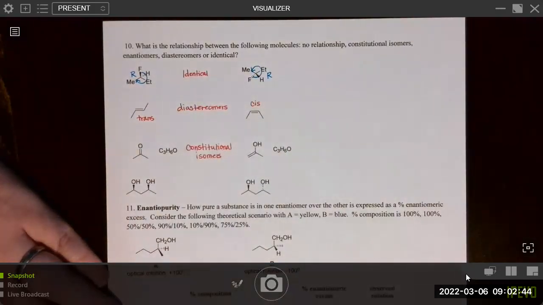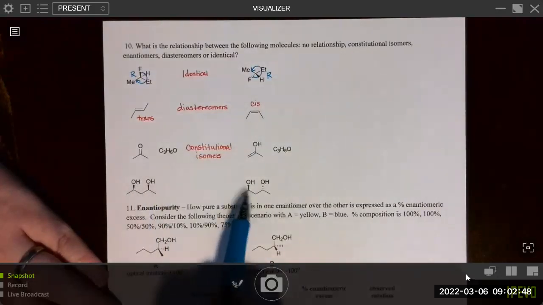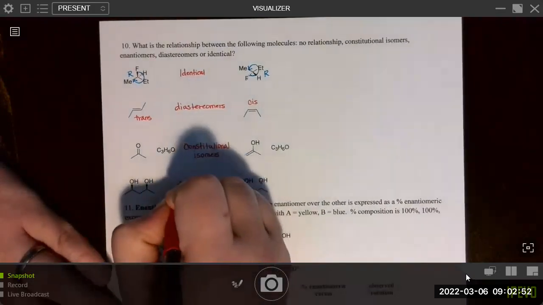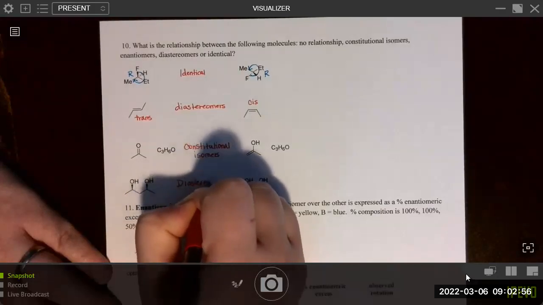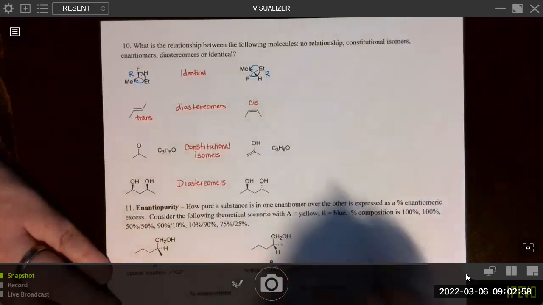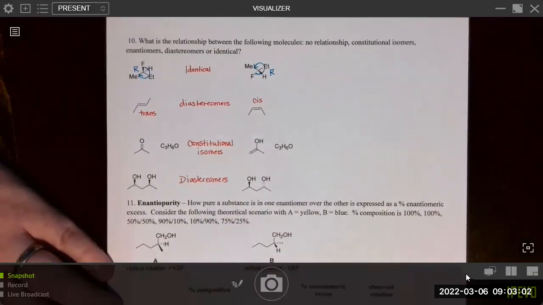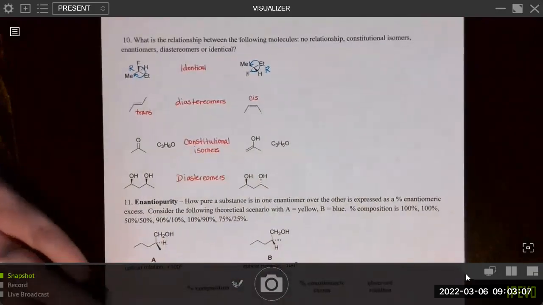And then just a quick look here shows us that this configuration is the same as this one, but these are opposites. So these will be related as diastereomers. Again, you can do the configuration, the R and S designation, if that helps. You should get the same thing for this one and opposites for that one.